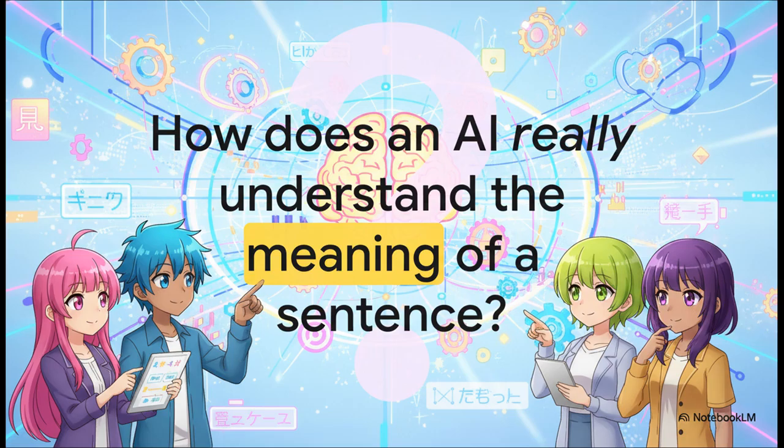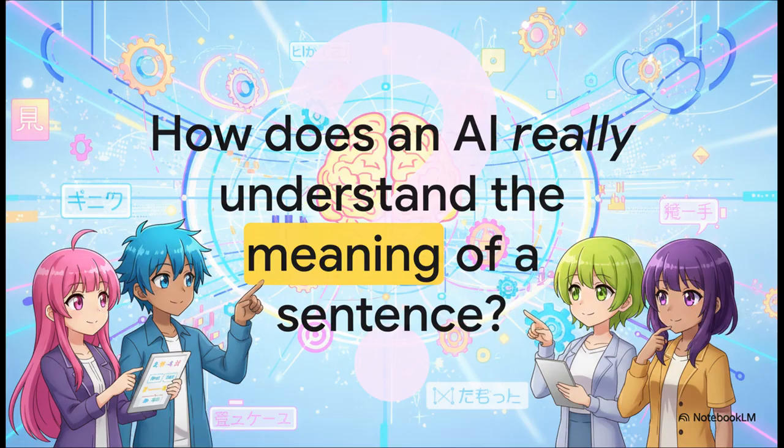Okay, so let's start with the most basic question of all, right? How does a machine actually get the meaning of what we're saying? For us, it's easy. If I say, the robot picked up the ball because it was heavy, you instantly know that it refers to the ball. But for a computer, that is a huge, huge challenge.